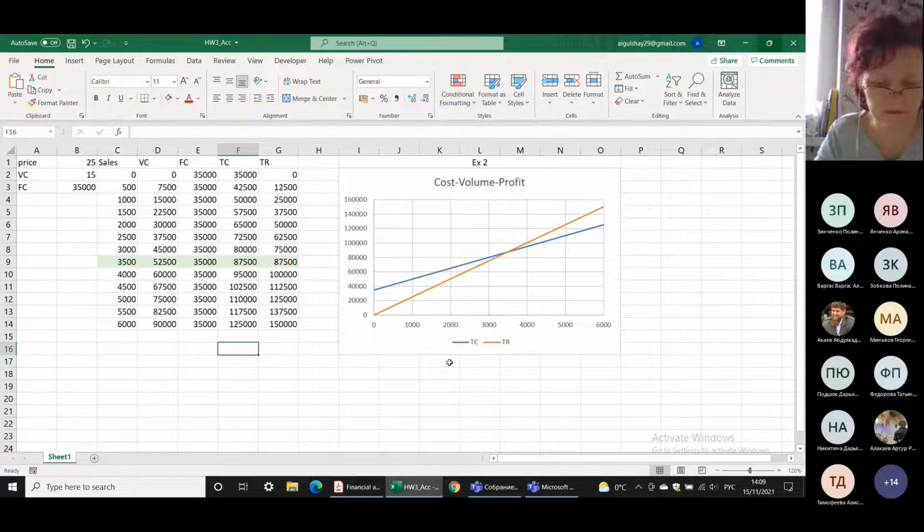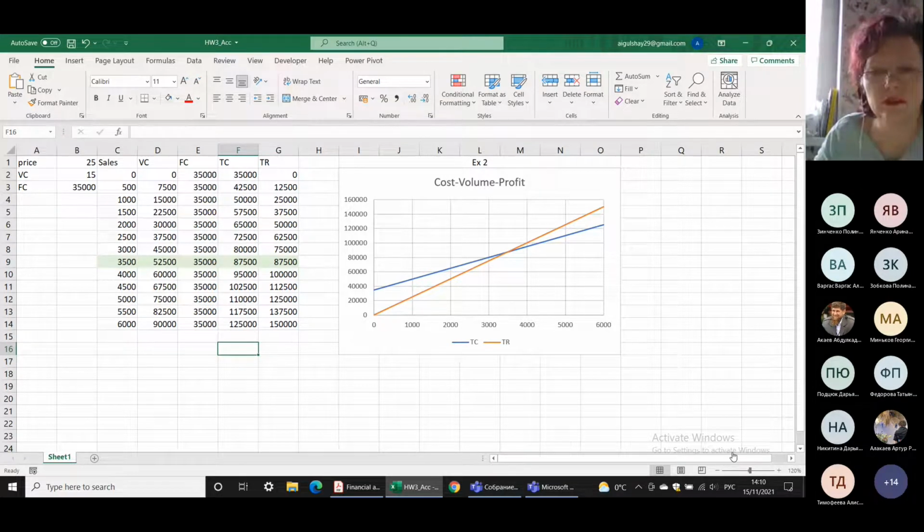So I had to sketch that graph, cost, volume, and profit, and I calculated total costs and total revenue, and then I just found the point in which these lines intersect, and this corresponds to the number of units, 3,500. Yes, you're right.